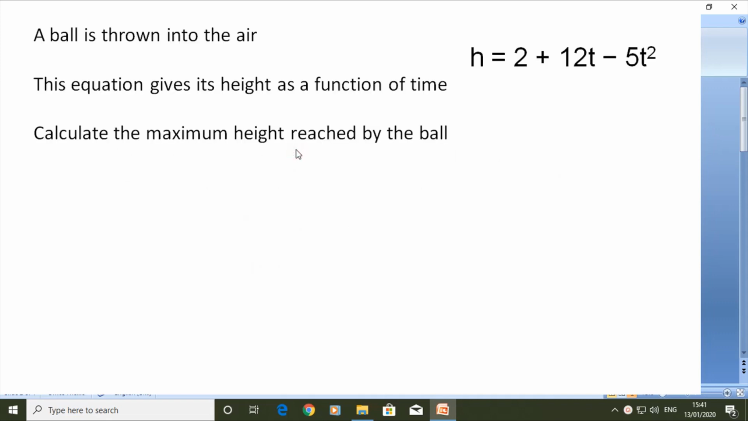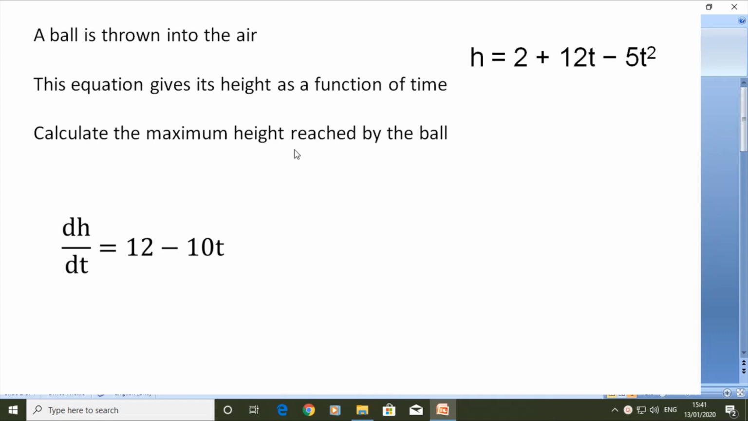First one, a ball is thrown into the air. This equation gives its height as a function of time. Calculate the maximum height reached by the ball. So h equals 2 plus 12t minus 5t squared. So the maximum height, let's differentiate it and find dh dt. So dh dt is 12 minus 10t.